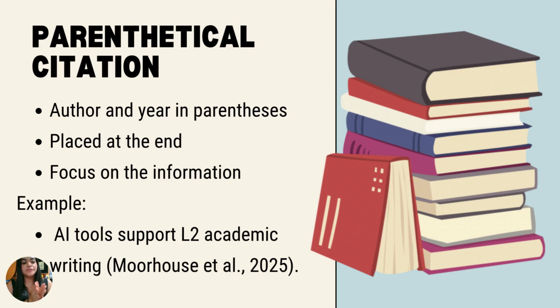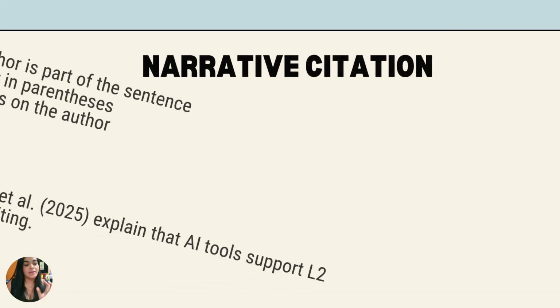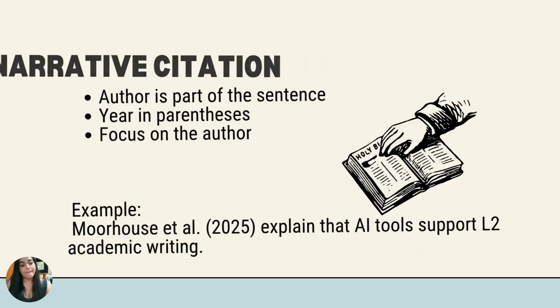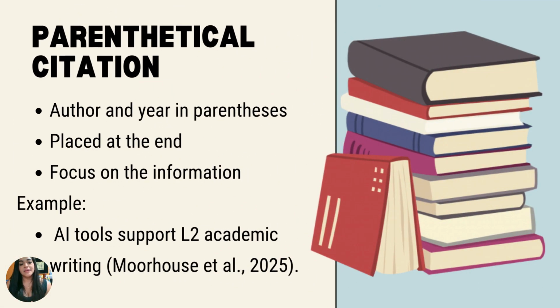So here it is important to remember the main difference between narrative and parenthetical citations. The difference is the placement of the author's name and the emphasis of the sentence. In narrative citation, the author is part of the sentence, while in parenthetical citations, the author is placed at the end. Both styles are correct in APA 7th edition, and they can be used interchangeably depending on how the sentence is written.